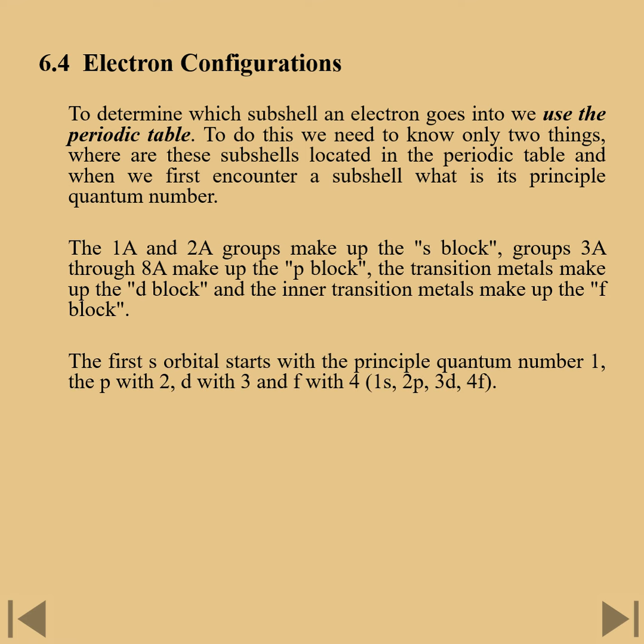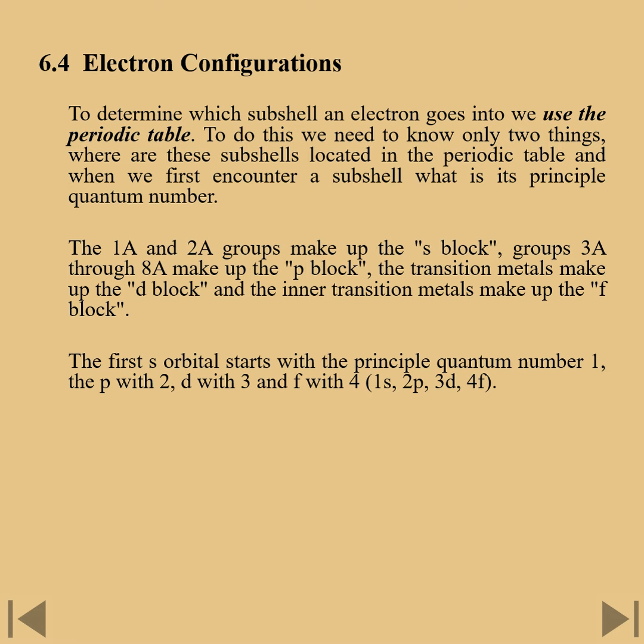The other half is to know when we hit each of these for the first time, which one is it? The first time we hit an S, that will be in shell 1, so that's 1s. Our first P shows up in shell 2, so 2p. Our first D in shell 3 for 3d, and our first F shows up in principal shell 4 for 4f. So our first S, 1s, our first P, 2p, our first D, 3d, and our first F, 4f.